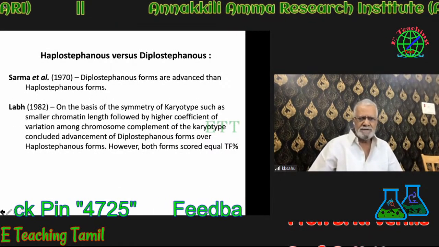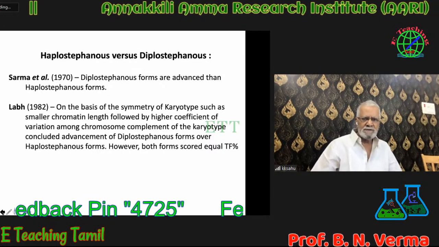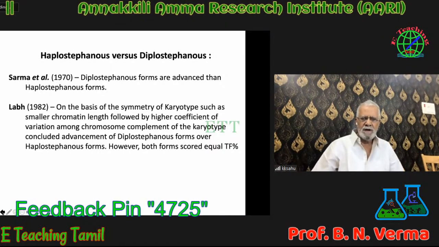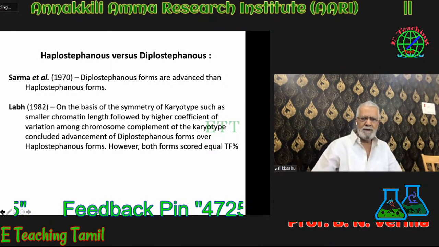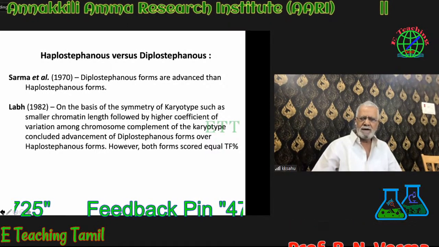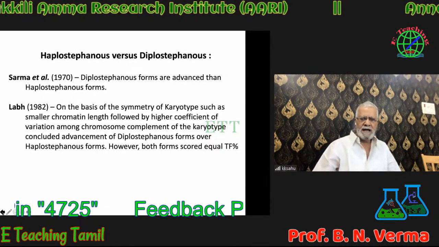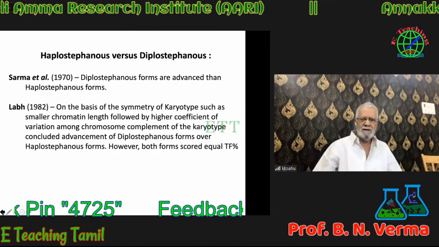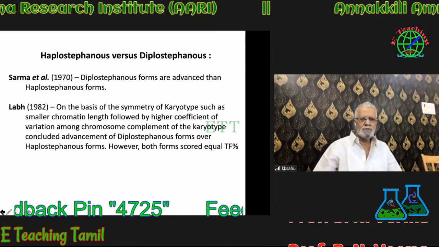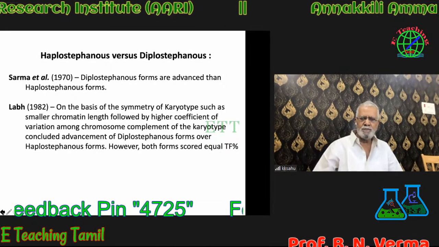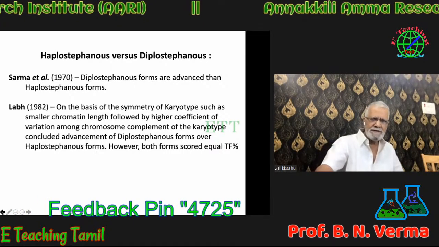Haplostichous and diplostichous. Diplostichous forms are advanced over haplostichous forms on the basis of the symmetry of karyotype, such as smaller chromatin length followed by higher coefficient of variation among the chromosome complement of the karyotype, concluding the advancement of diplostichous forms over haplostichous forms. However, both forms have equal TF percent. So there is no very convincing conclusion.